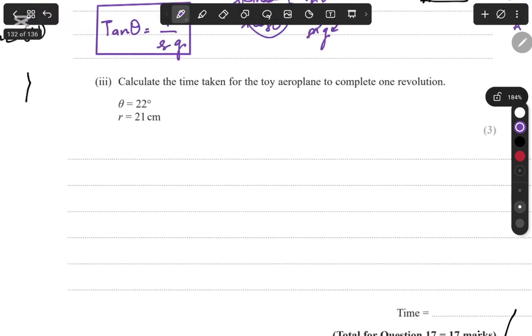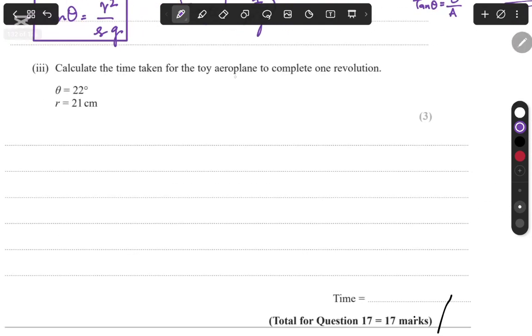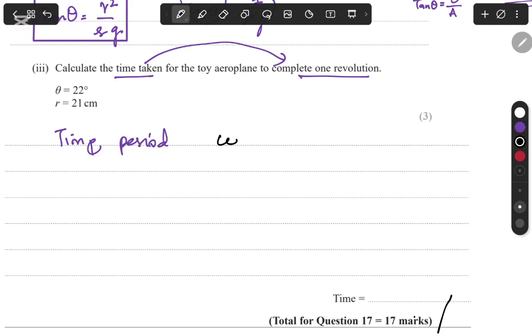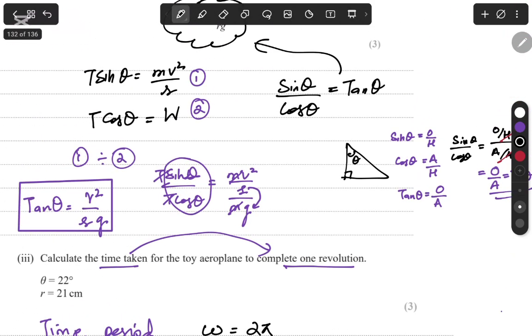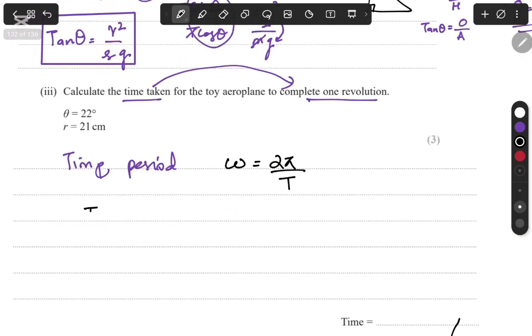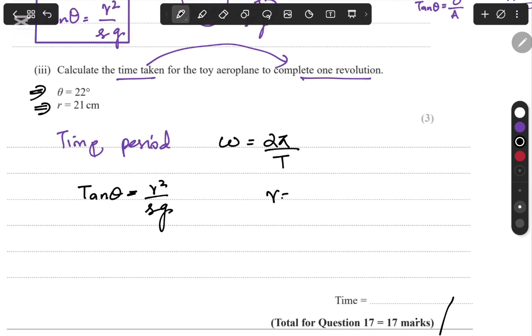Okay, in the next part, they tell us to calculate the time taken for the aeroplane to complete one revolution. The time taken to complete one revolution is the time period. And that's found in the equation omega is equal to 2 pi by T. So I will need the value of omega. Now, first of all, we can use the equation that we derived before. Tan theta is equal to v squared over rg. They've given us the value of r, they've given us the value of theta, and we can find the value of v.